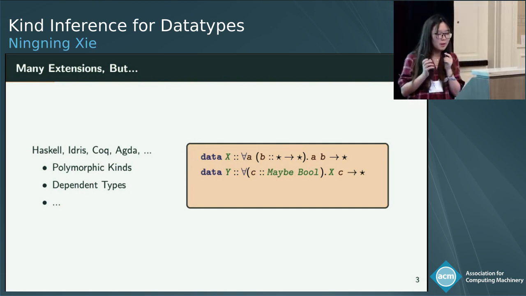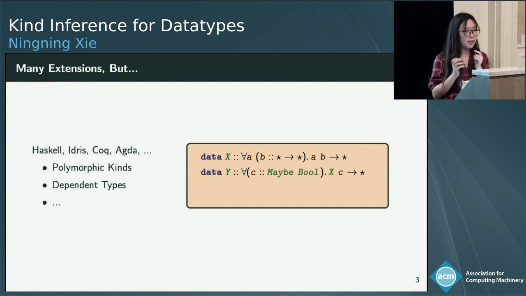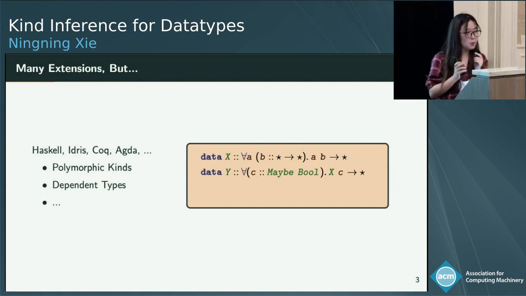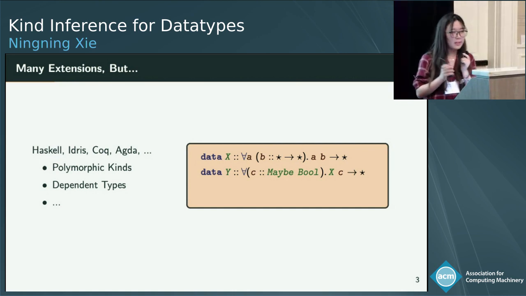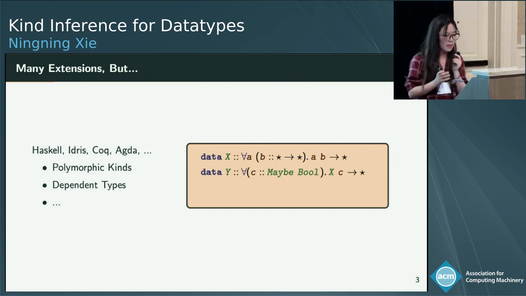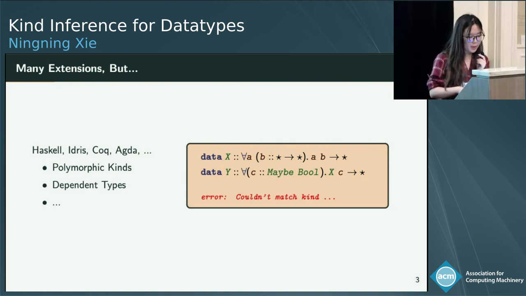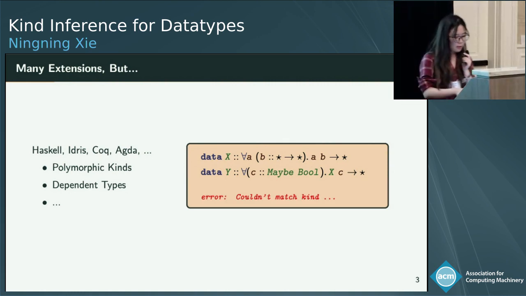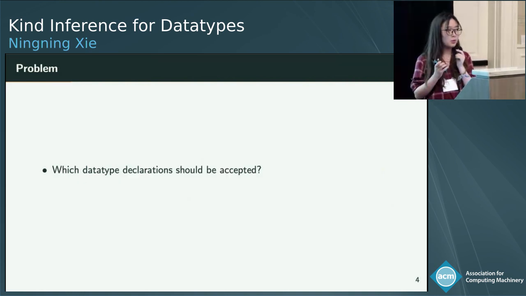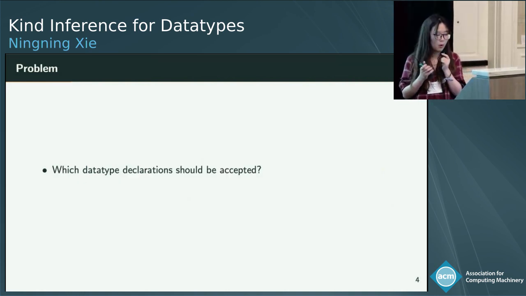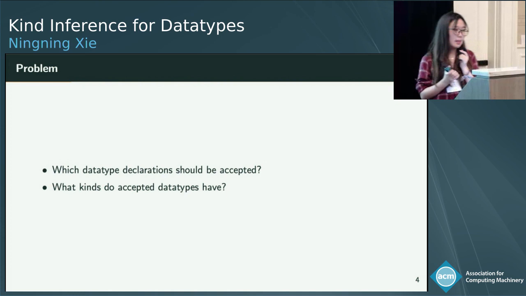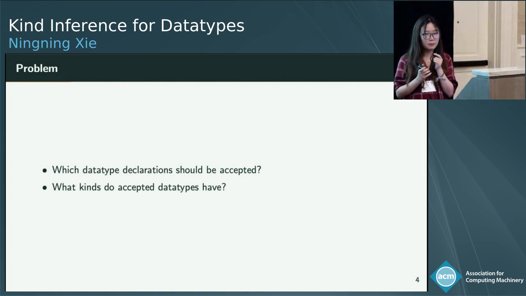It would be very good of you if you managed to figure it out, but you haven't, that's the point. As the language becomes more complicated, we need a more principled way to understand what those kinds mean before we can conclude that it is actually ill-kinded. Therefore, the question we ask, which is also the inspiration of our work, is which data type declaration should be accepted, and for those accepted ones, what kinds do they have?